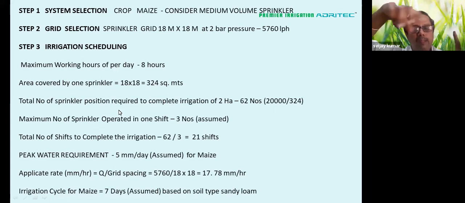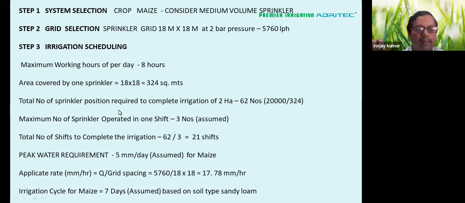But that becomes too much of a shift, as I have to keep shifting around 62 times. So what I will do is go for 3 sprinklers. In this particular case, instead of operating only one sprinkler, I will take 3 sprinklers. So I am assuming this. And by doing this, I am going to reduce the shifts: 62 divided by 3 is only 21 shifts. So in 21 shifts, I can complete the whole irrigation.